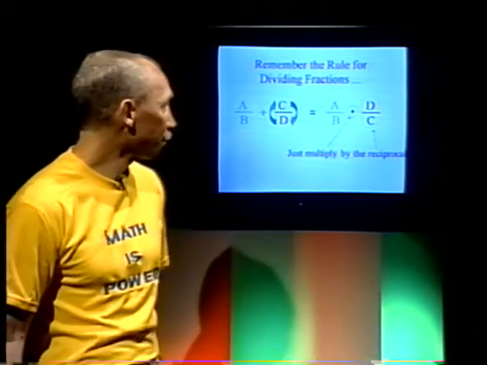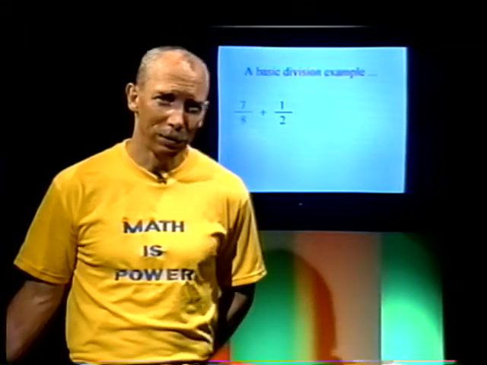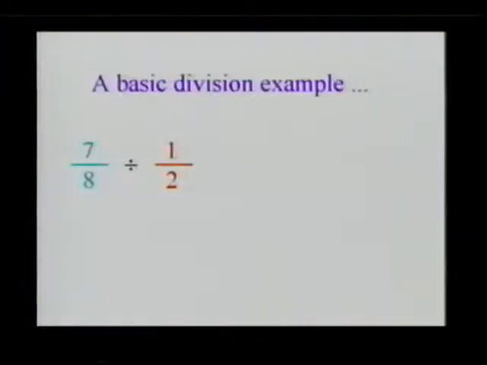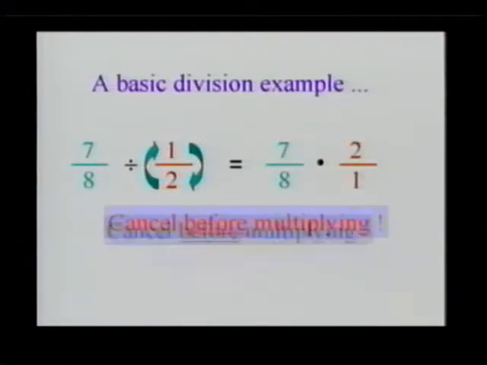Of course, you have to know how to reciprocate. Let's take a look at a regular problem. 7/8 divided by a half. What would that tell me to do? Well, there would be 7/8 times the reciprocal of a half, which is 2 over 1. Now, I could just multiply, but remember, what do we do before multiplying? We try to cancel before we multiply. We could cancel later, but then we'll have high numbers, and that's a source of error.